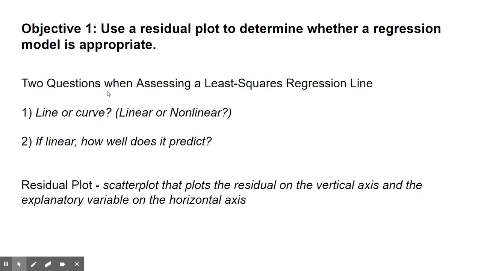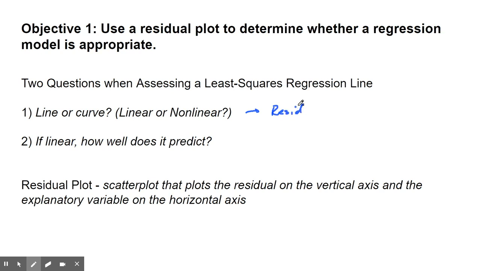So, when we have a least squares regression line, there are really two questions to ask yourselves. Number one, should we stick with the line, or is the best model potentially a curve or a nonlinear model, right? And then number two, if it is in fact linear, how well does it do at predicting? So today's discussion, to talk about whether we should do a line or a curve, we're going to look at what are called residual plots.